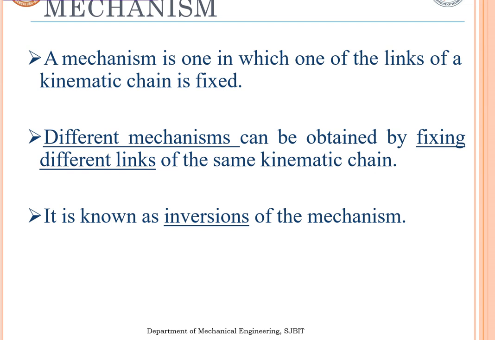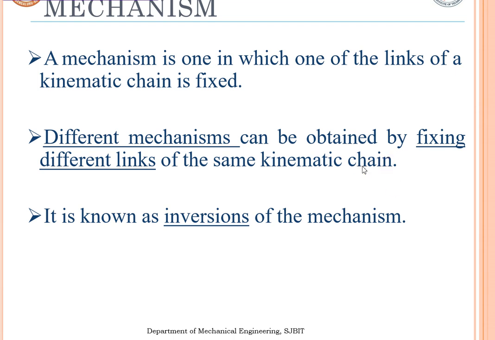So in continuation to the previous videos, further we'll be extending with respect to the inversions of mechanism. When we do inversion of a mechanism, we will see that one of the links of the kinematic chain is fixed. So a mechanism is one in which one of the links of a kinematic chain is fixed. Different mechanisms can be obtained by fixing different links on the same kinematic chain. This is known as inversion of a mechanism. By doing inversion of the mechanism, we can get the other work done.